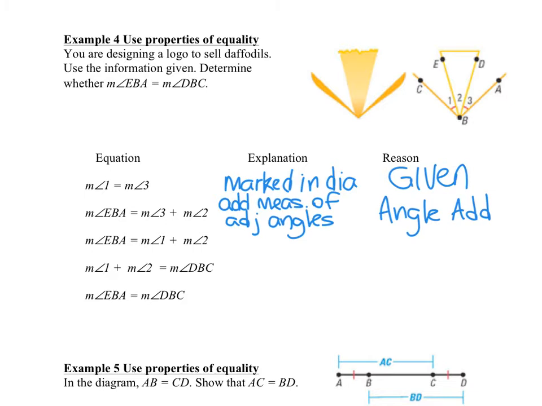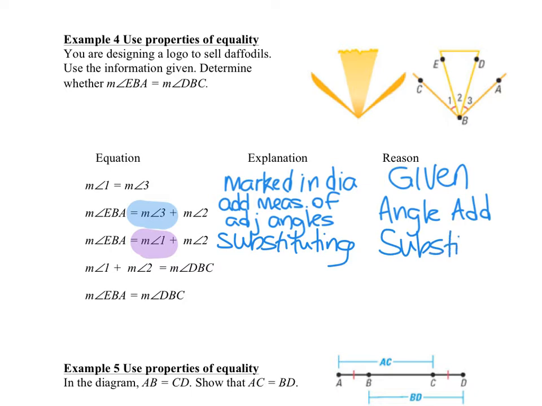What's happening in the next part, if you take notice, is that 3 from the previous step is being replaced by 1. So when you replace, we are substituting. So this is a substitution property of equality.